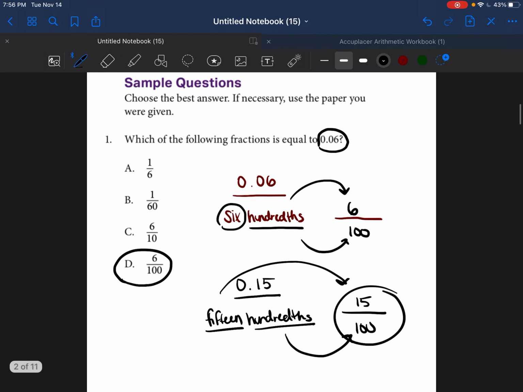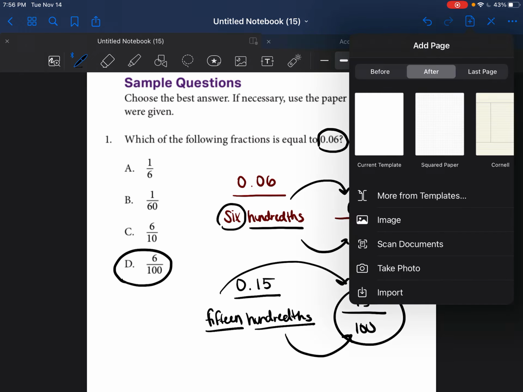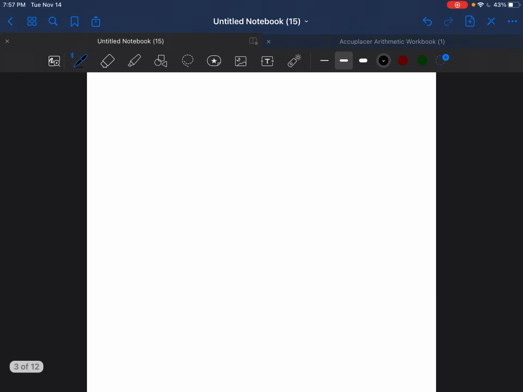So if you're looking at these and saying, okay, it's easy when you know how to read a decimal, but what if I don't know how to read a decimal? Well, that's when we're going to need some practice. So we're going to practice how to read a decimal. If you know how to read a decimal, then go ahead and go to question number 2. You could just fast forward a few seconds. But for those of you who have a little bit of trouble reading a decimal, let's practice that.